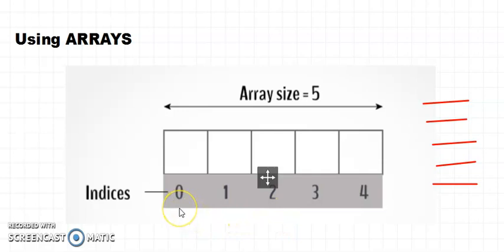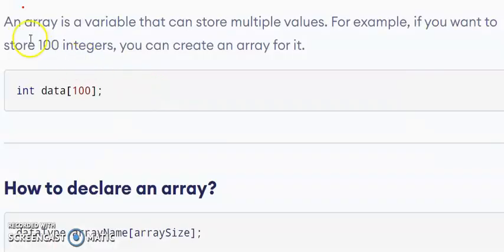You can use them one by one or however you like. The locations start with 0 and end at 4 in this case, that is 0, 1, 2, 3, 4. So a size 5 array has 5 locations, starting from location 0 to location 4. Okay, so an array is defined as a variable that can store multiple values.